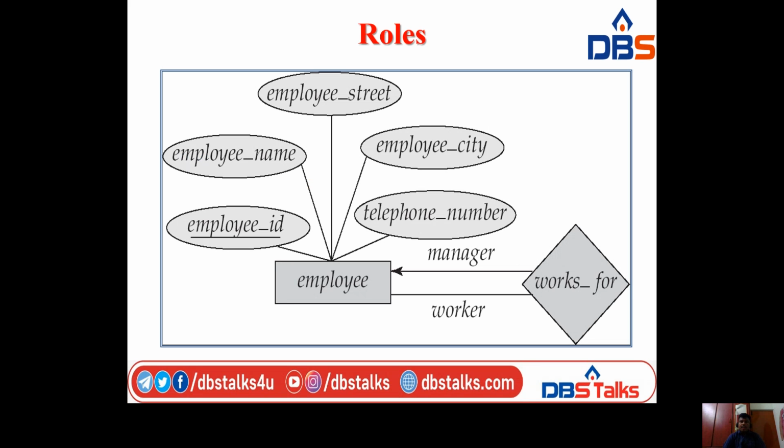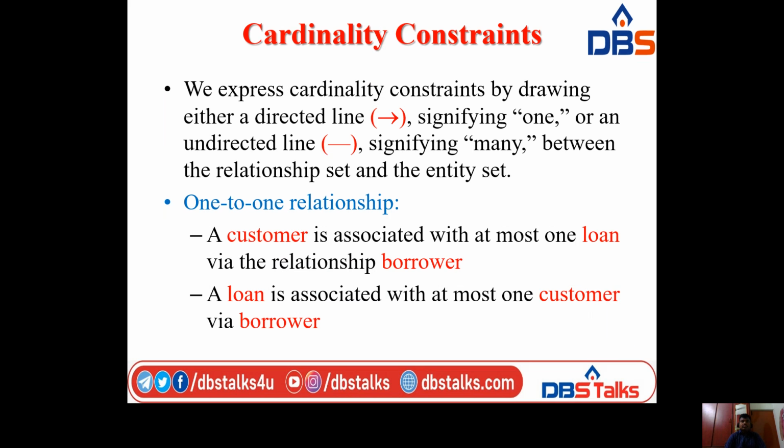Now coming to the roles here, employee. Some employees work as a manager and some employees work as a worker. Now coming to the cardinality constraints. How are we providing the relationship, what type of symbols are we using for the relationship? We express cardinality constraints by drawing either a directed line, signifying one, or an undirected line, signifying many, between the relationship set and entity set.